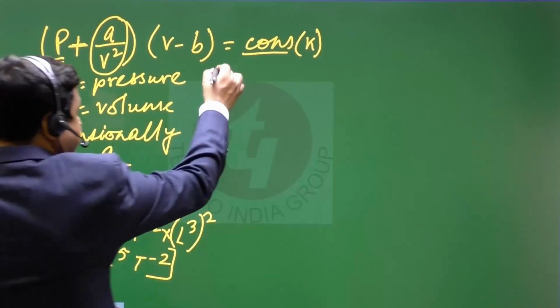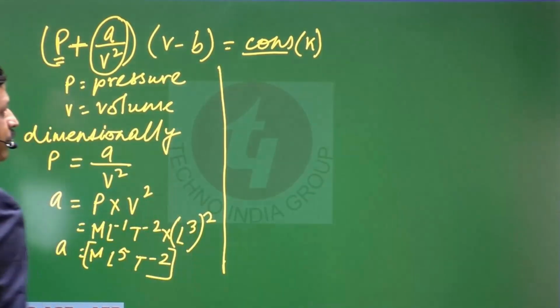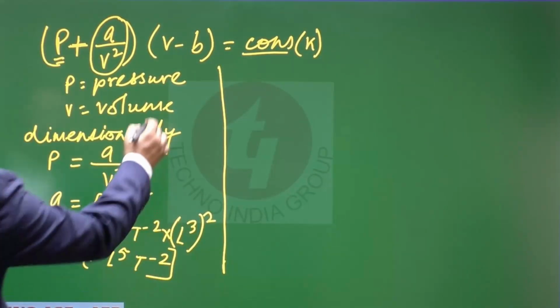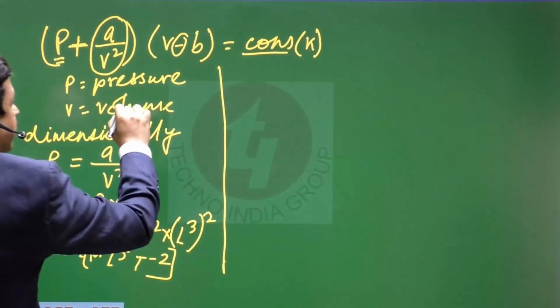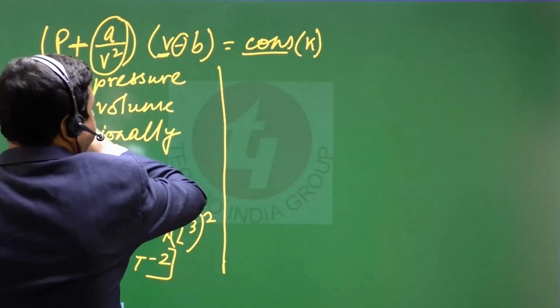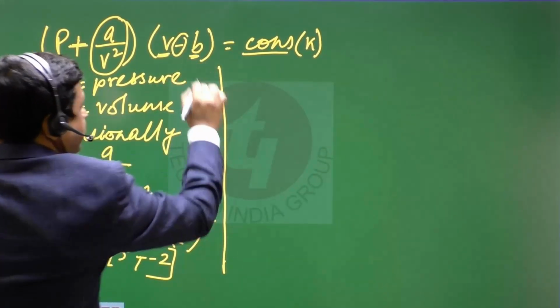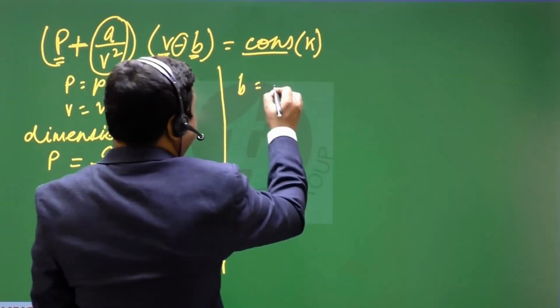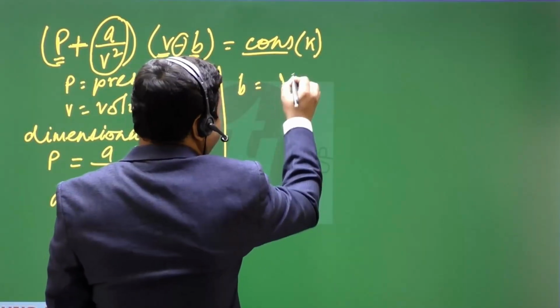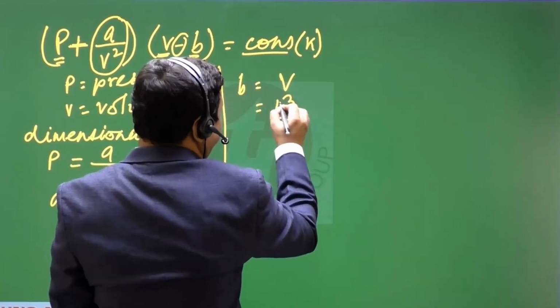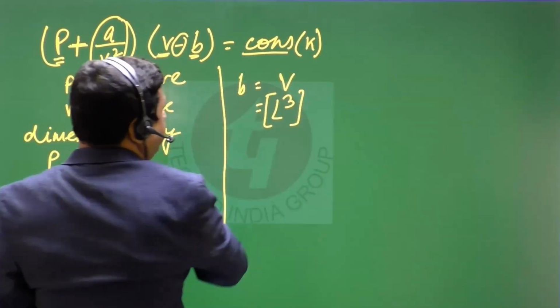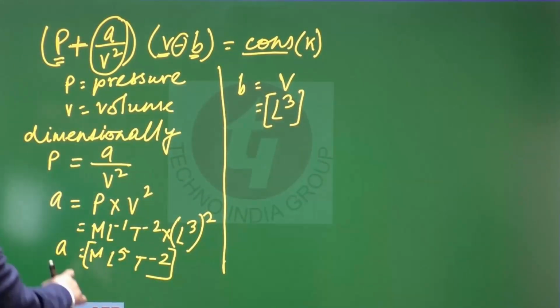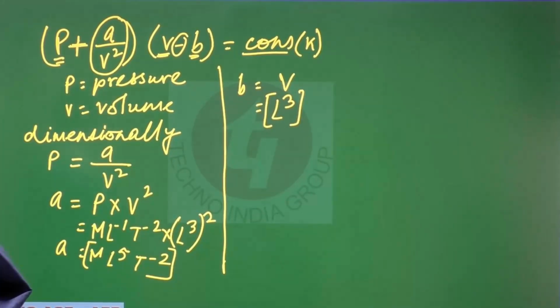And there is V minus B. So here the sign is minus, that means the dimension of B and the dimension of V are the same. So the dimension of B will be the same as the dimension of V, that means L cube, right? Dimension of B is L cube and dimension of A is M L to the power 5 T to the power minus 2. Then what is the dimension of K?